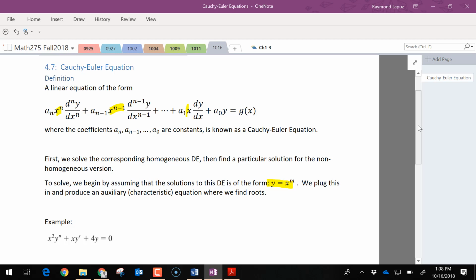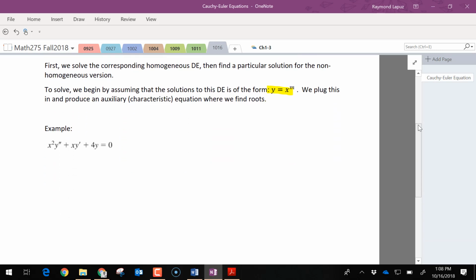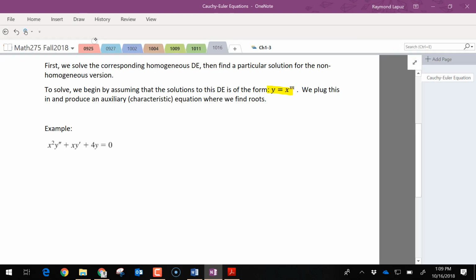All right. So first, we can take a look at this example over here and realize that it is, in fact, a Cauchy-Euler equation. It's a second order differential equation. We have x to the second power times y double prime, x to the first power times y prime, and then we just have a constant times y. So this is, in fact, a Cauchy-Euler equation. So we're going to assume that our solution looks like x to the mth power.